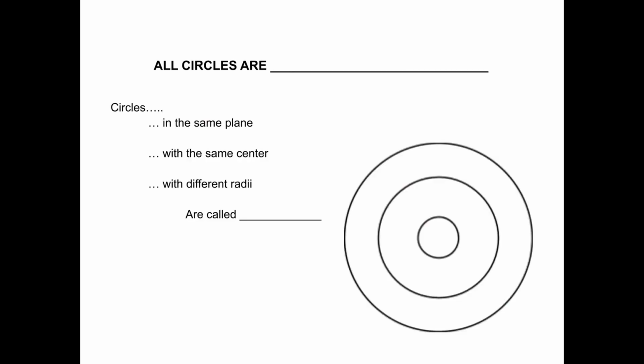One other fact about circles is that all circles are similar. Circles in the same plane with the same center but with different radii are also called concentric. So all circles are going to be similar even if they're next to each other. So this circle is going to be similar to this circle.